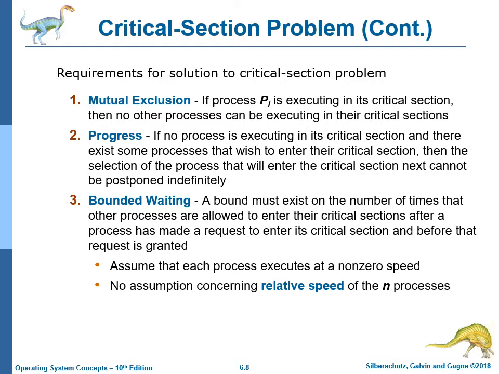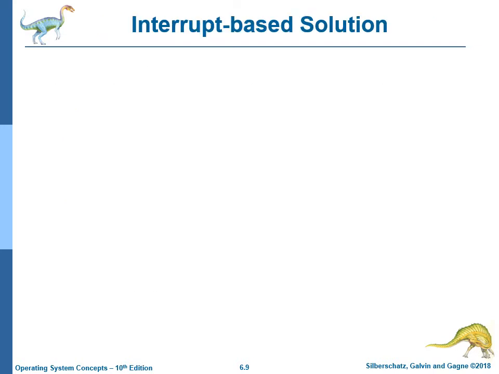Okay, kita assume each process ni they execute non-zero speed. However, we can make no assumption concerning the relative speed of the N processes. At a given point in time, many kernel mode processes may be active in the operating system. So as a result, the code implementing an operating system kernel is subject to several possible race conditions. So akan berlaku.